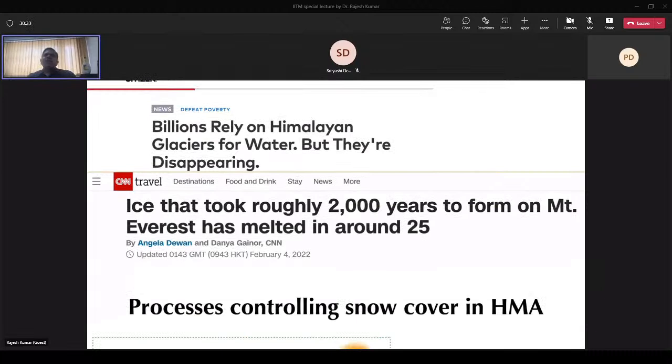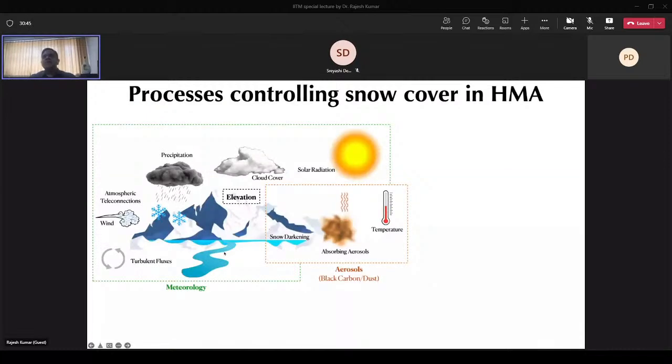So snow is an important component of high mountain Asia, and here is a brief overview of the processes controlling snow cover in high mountain Asia. We can categorize these processes into three different categories. The first is the meteorology. Snow is a part of precipitation, which is driven by atmospheric teleconnections. The western disturbances as well as the Indian summer monsoon are the main sources of precipitation in high mountain Asia, so those are really driven by atmospheric teleconnections.